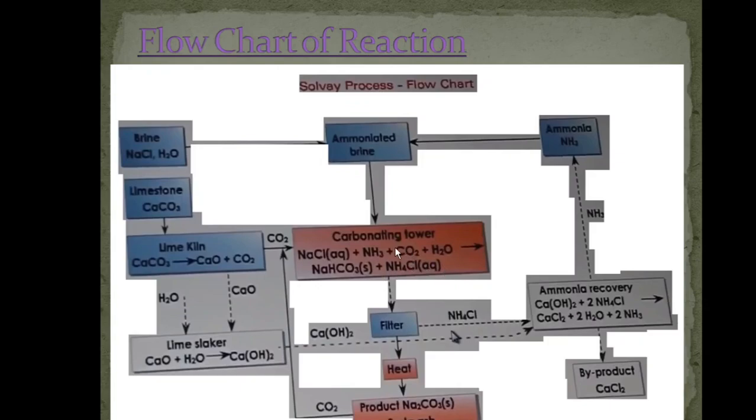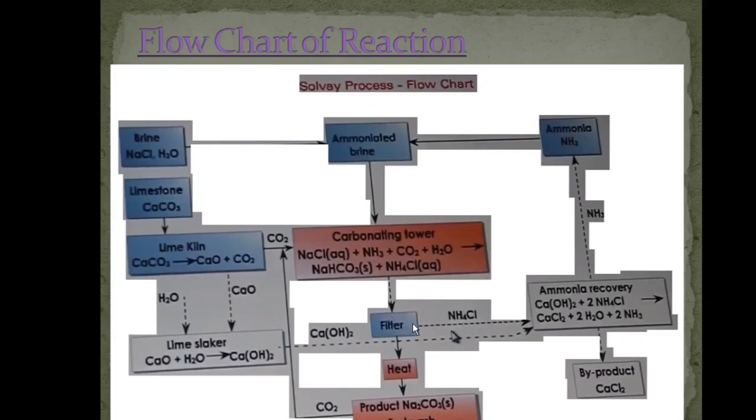The CO2 required for this reaction in the carbonating tower is produced from these reactions. Limestone is fed to the lime kiln, where it gets heated and separated into calcium oxide and CO2. That CO2 produced is used in the carbonating tower. Then the calcium oxide is sent to the lime slacker, where it is reacted with a large quantity of water and forms calcium hydroxide. Then sodium bicarbonate and ammonium chloride are separated in the rotary filter press.